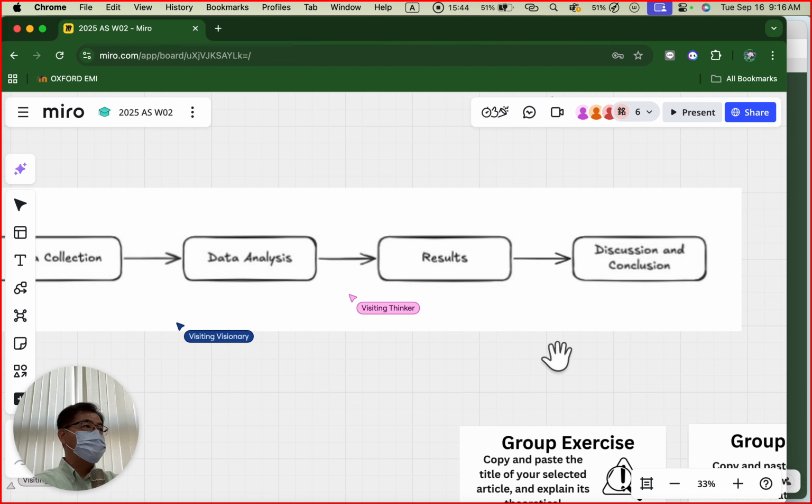Anyone, would you like to share your experience about the discussion and conclusion based on your research experience? Basically, in this stage, you can answer the hypothesis, whether you want to accept the hypothesis or reject the hypothesis, and then basically answer the research question, and then fulfill the gap that you found in the literature. Okay, that's correct.